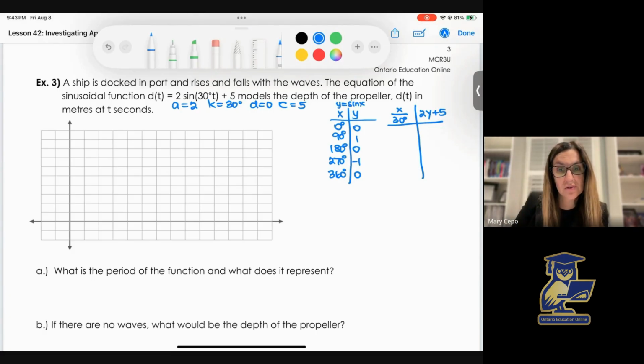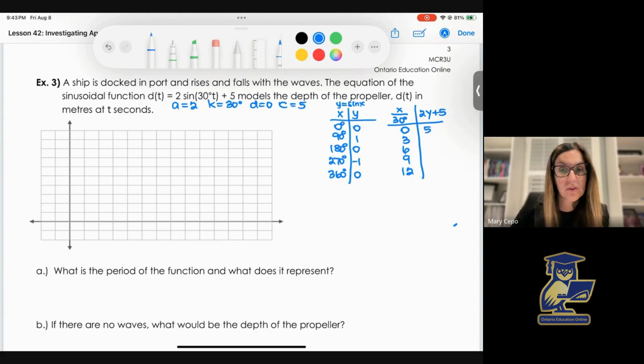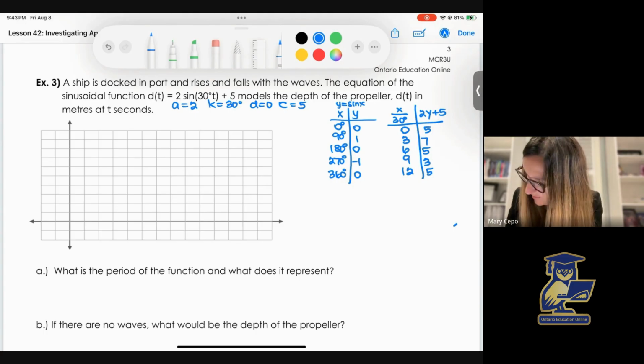Substituting the different values of x: 0 divided by 30 is simply 0. 90 divided by 30 is 3. 180 divided by 30 is 6. 270 is 9. And 360 is 12. Substituting y, 2 times y: 0 plus 5 is 5. 2 times 1 is 2, plus 5 is 7. It's going to be 5. -1 times 2 is -2, plus 5 is 3. And back to 5.